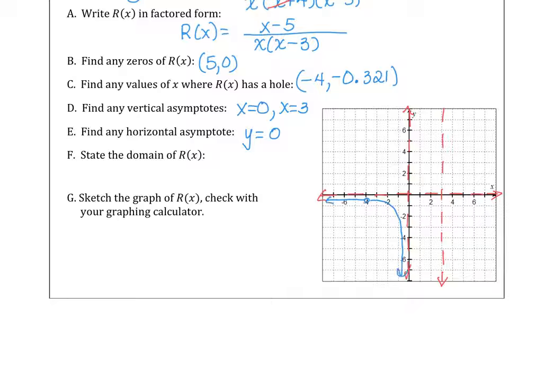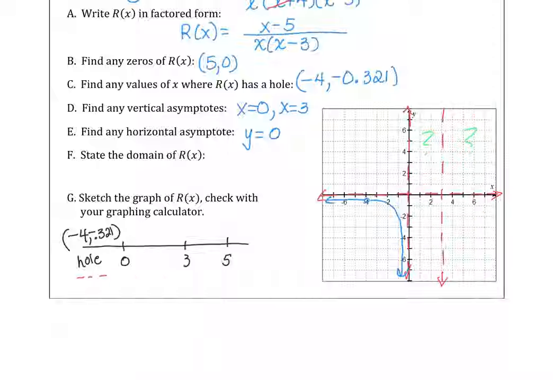Now, how do we find out what's going on in the middle section and in the far right section? One way to do that would be to substitute in. I like to do it this way, think about at 0, 3, and 5. So we know there's a hole here at -4 and 0.321. But this behavior turned out to be below the axis, so we drew that section over here. But what happens in the middle and what happens to the right?